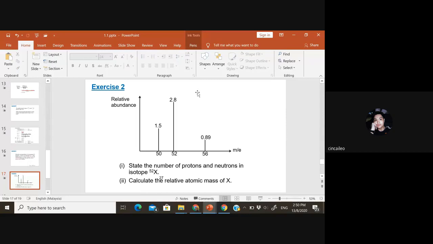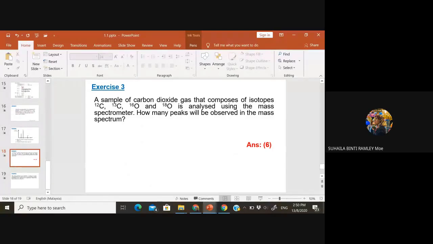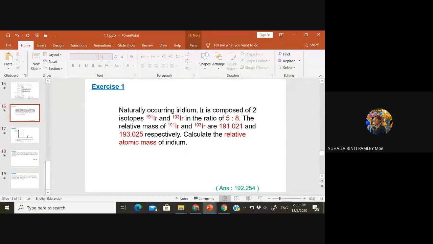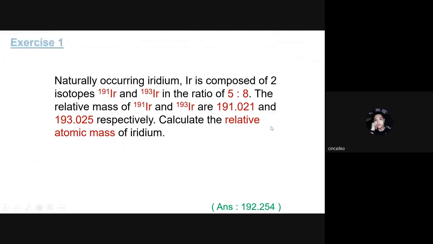Yang iridium kat tu. Iridium. Oh, the question. Did we do that? Mana iridium? Iridium example. Oh, this one. Okay. Nanti lain kali kamu just interrupt ya. Okay, madam. Okay. So this one.